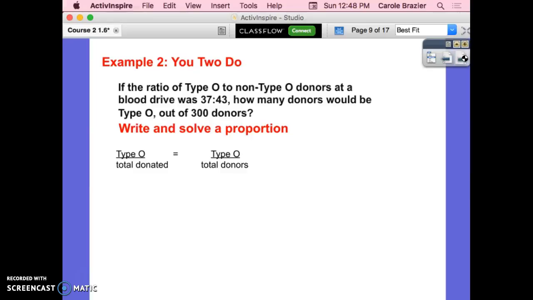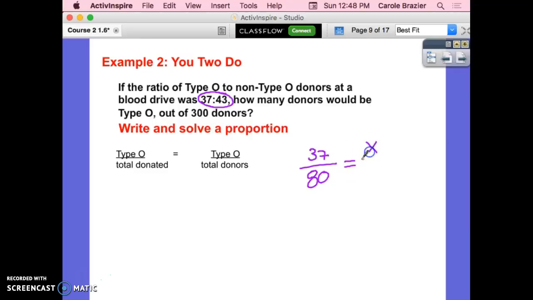So the reasoning this one's a little different is because when I'm writing my proportion, it tells me my type O. Well, my type O is 37, but my total donated is type O and non-type O. So I have to add those together. So when I add those together, I get 80. So that's where I'm getting this number, is you have to know how many total. I can't just skip out on some people because I decided I didn't want to count them. Okay?